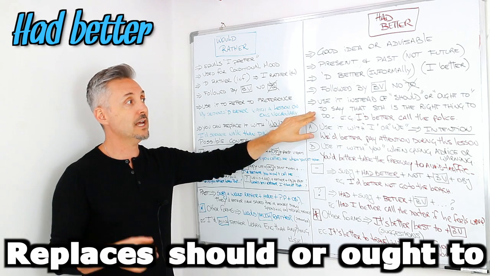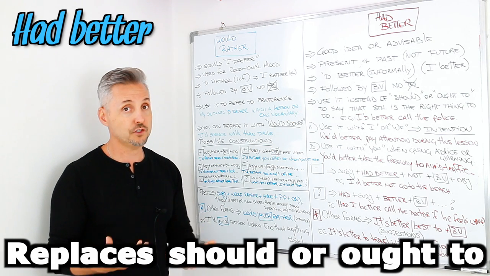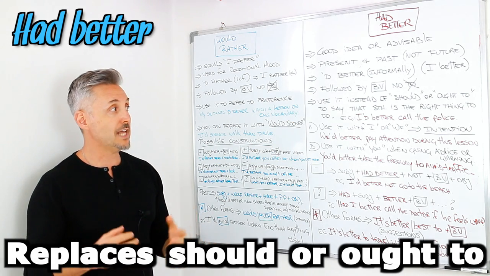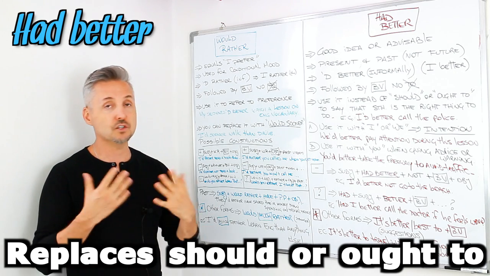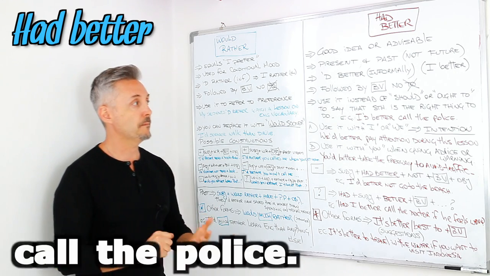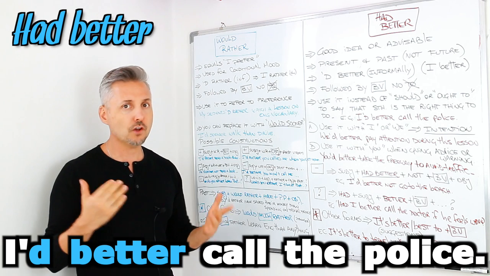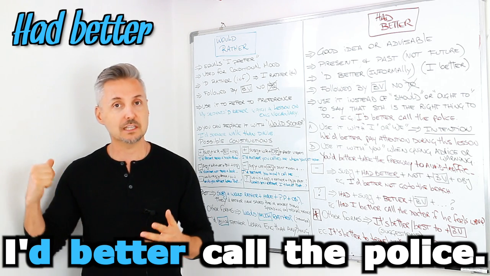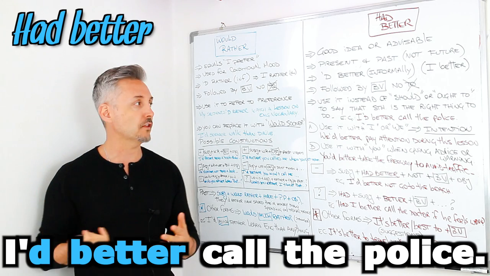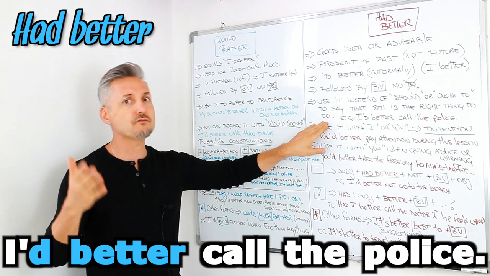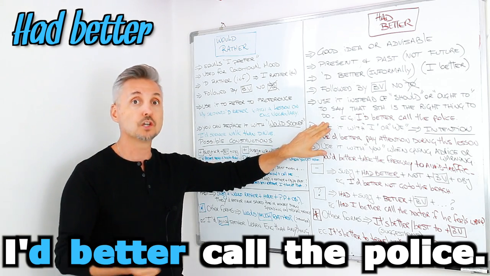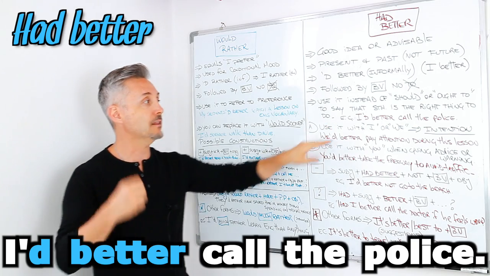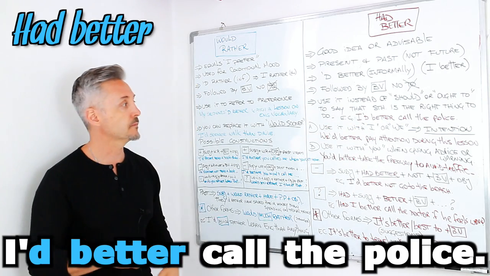Use it instead of should or ought to say that something is the right thing to do. For example, I'd better call the police. There is a fight out in the streets. I better call the police. So it's the right thing for me to do, to call the police.